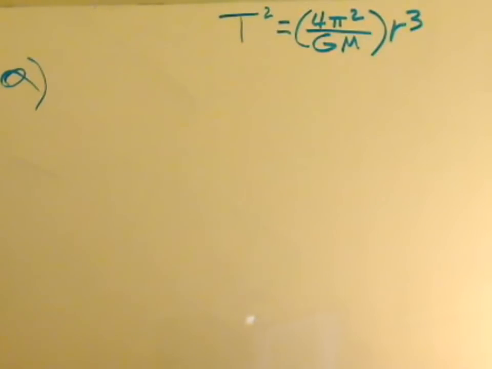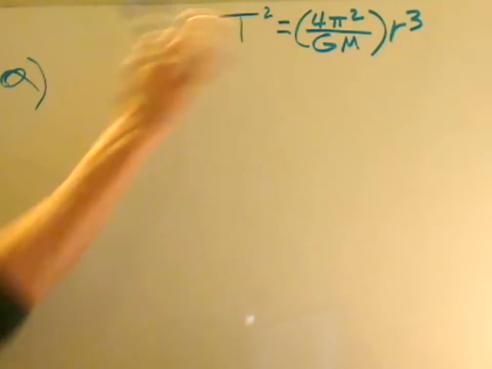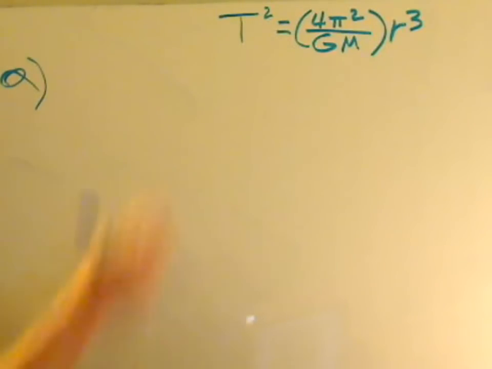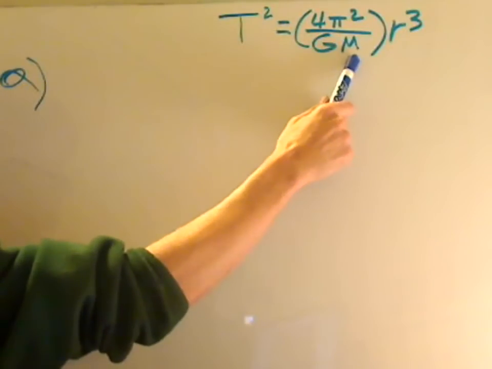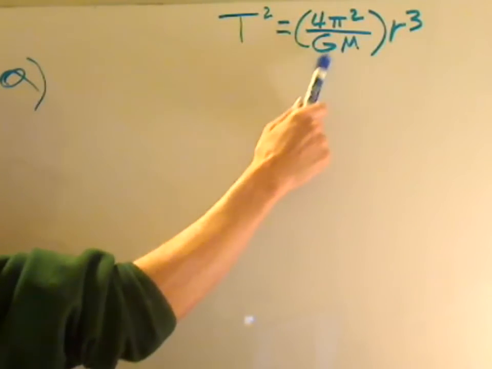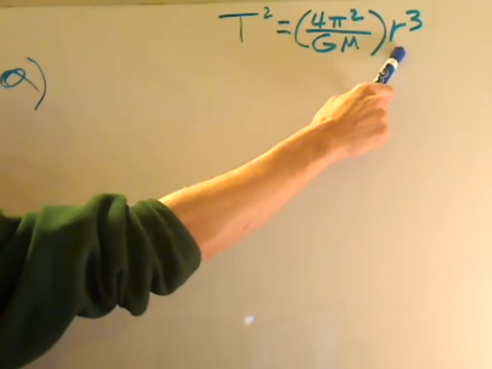Part A says, suppose you double the Earth's distance from the Sun. How would that affect the Earth's orbital period? We basically don't need the full mathematical glory of Kepler's third law here. We can use a very simple argument, since we're just doubling the radius. Everything else is staying the same. The mass of the Sun is the same, G doesn't change, and all that's changing is this.